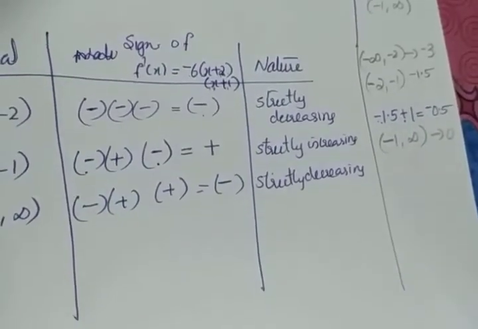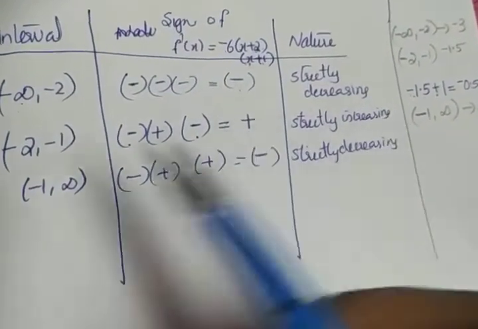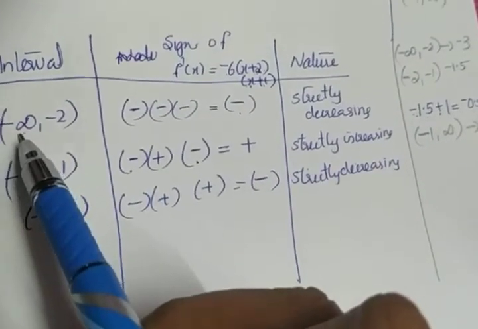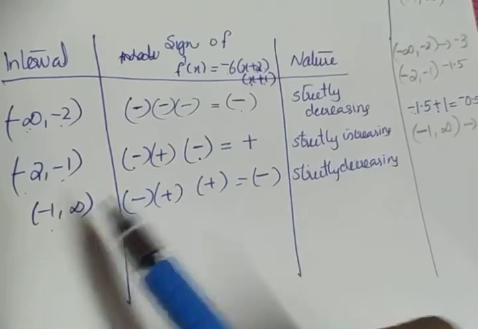So the interval in which the function is strictly increasing is -2 to -1, and the intervals in which it is strictly decreasing are minus infinity to -2 and also -1 to infinity.